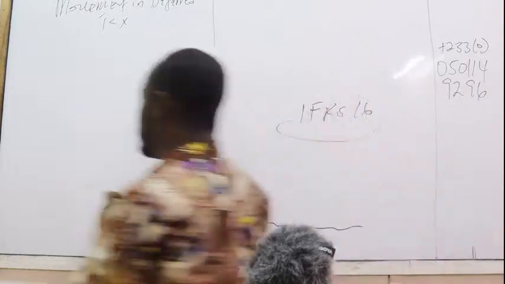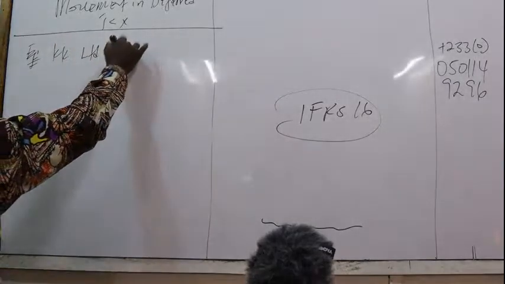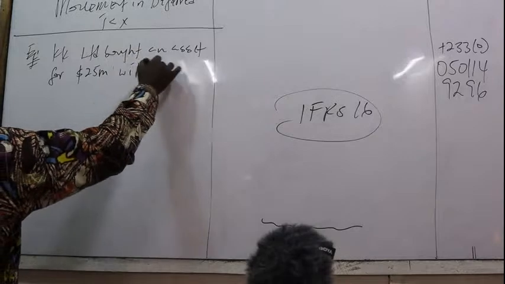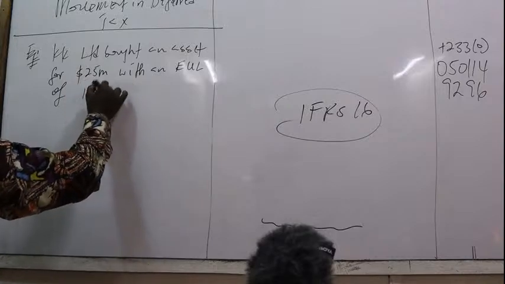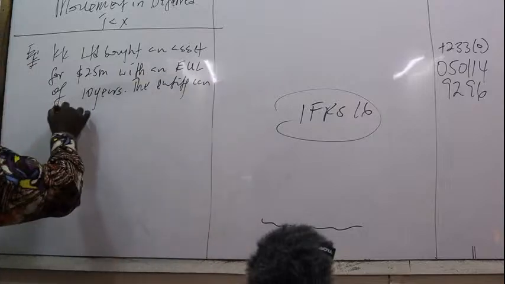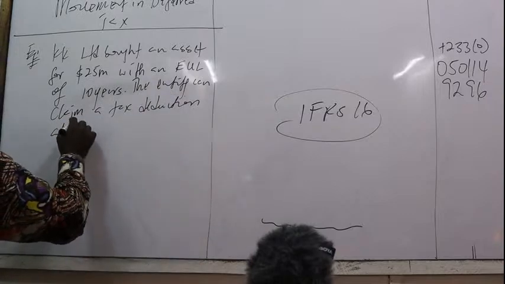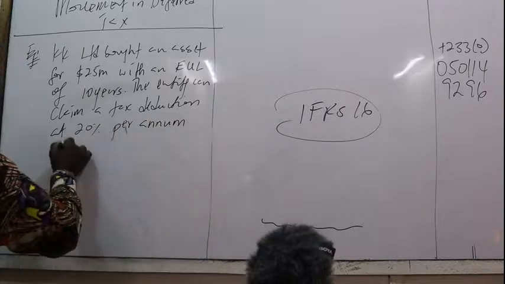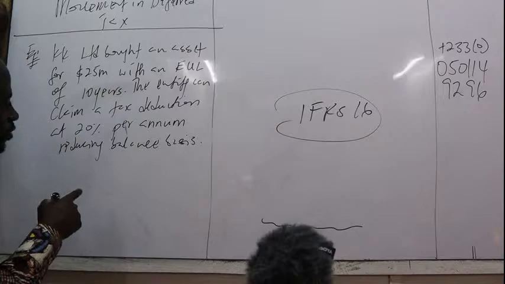So let me pull my guinea pig question up. You ready for that? Let's go. So example: KK Limited bought an asset for $25 million with an economic useful life of 10 years. The entity can claim a tax deduction at 20% per annum, reducing balance basis. Okay, so this is the information we have.